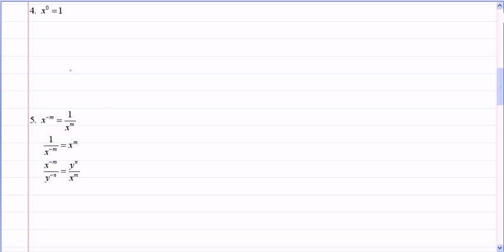So property 4 is a zero exponent, and the property states that anything raised to a power of 0 is equal to 1. So if you had 3 to the 0, 3 to the 0 is equal to 1. If you had x to the fifth times x to the negative fifth, when you multiply exponents, the rule is to add them. So you have x to the fifth plus negative 5. Adding them together gives you x to the 0. And again, anything to the 0 equals 1.